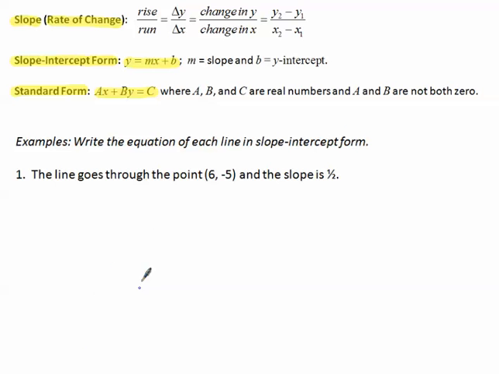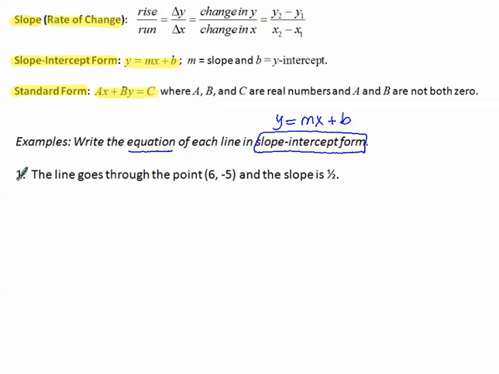Let's do some examples. Write the equation of each line in slope-intercept form. As soon as I see that I need to write it in slope-intercept form, I'm going to circle that direction and write down what is slope-intercept form. y equals mx plus b. Remember, m is the slope and b is the y-intercept. Those are the two things I need to make my equation.